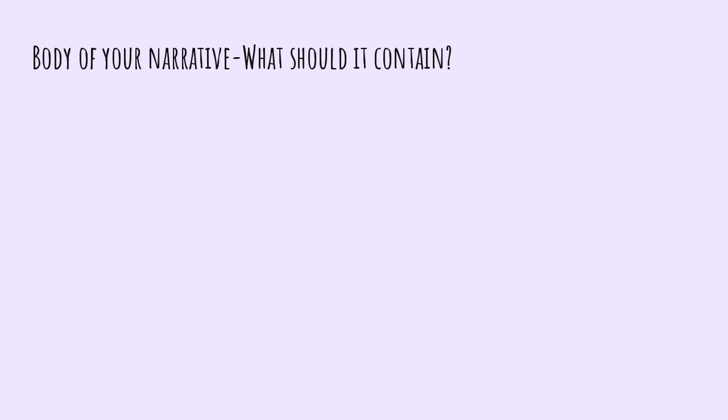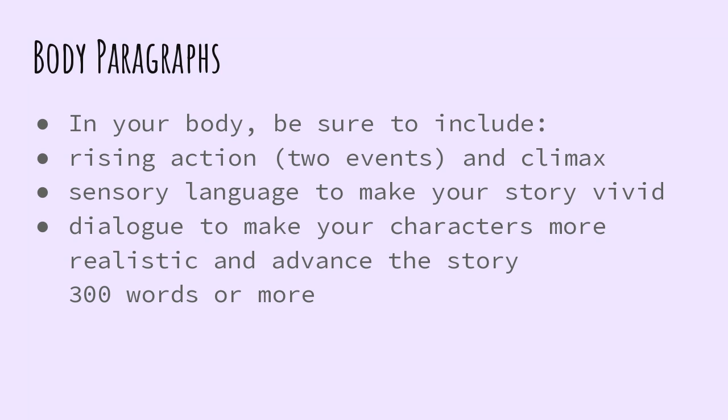Okay, so now let's look at the body of the narrative. It should contain rising action and a climax. You need to include two events of rising action, okay? Make sure you have two and the climax. Sensory language to make your story vivid. This is where I see some room for improvement as I'm going through and grading. Make sure that you're using your sensory language. So that's using those five senses to make your story vivid. Because that is what pulls in the reader and helps them really feel like they're part of the story, if you're using your sensory language.